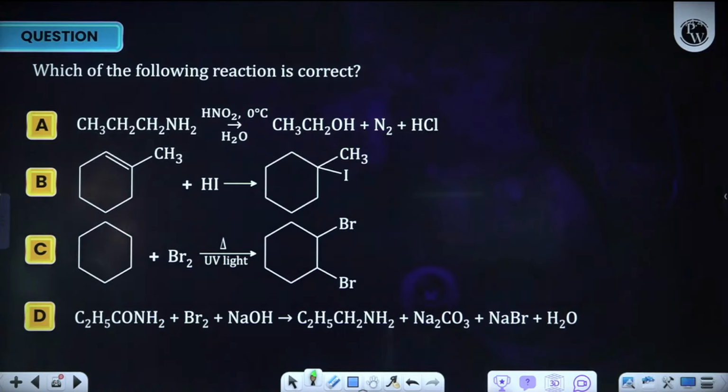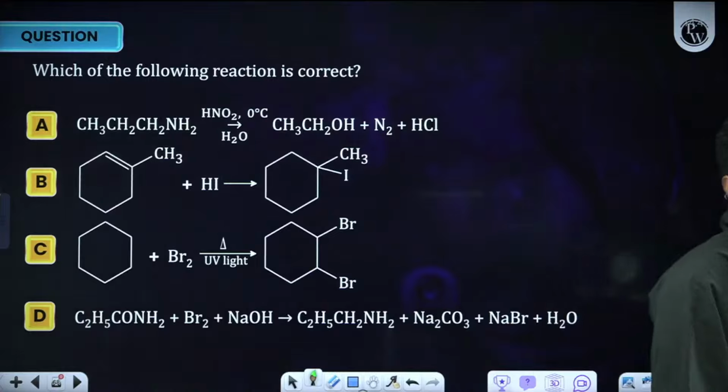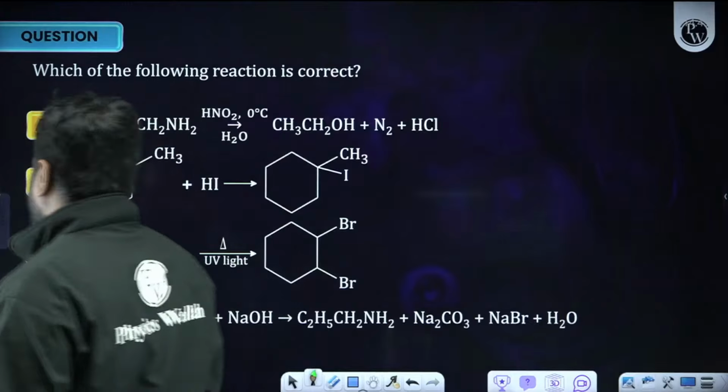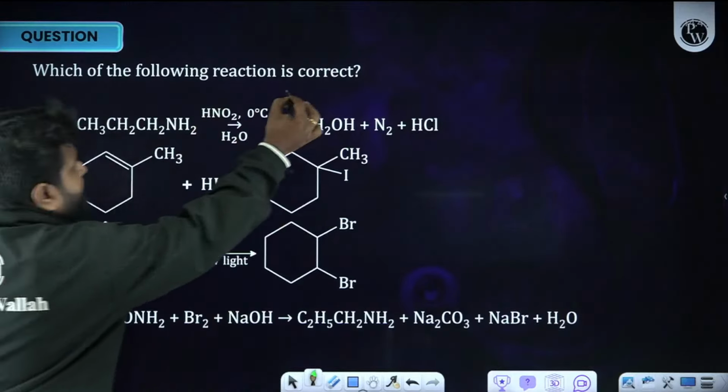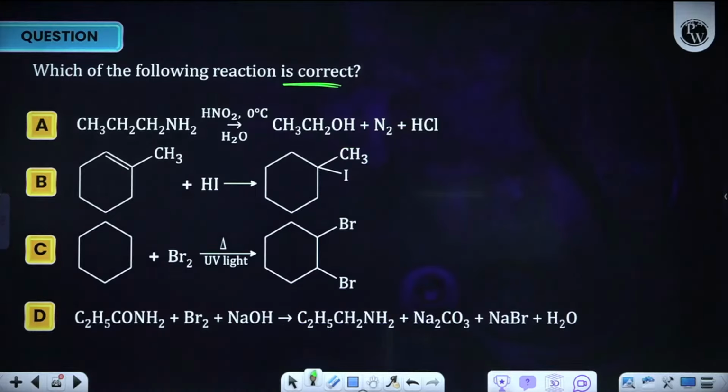Which of the following reactions is correct? They are asking not incorrect. They are asking for correct reactions.